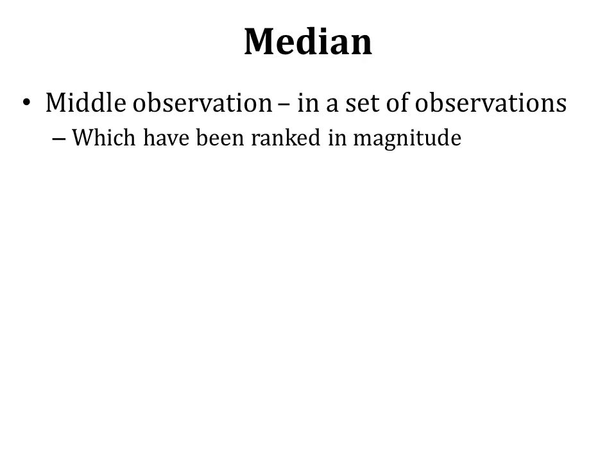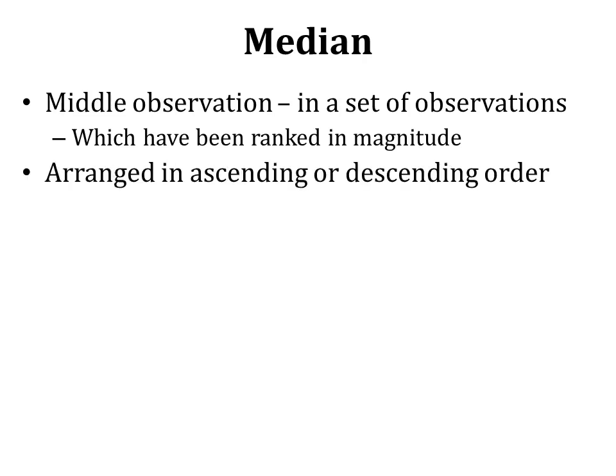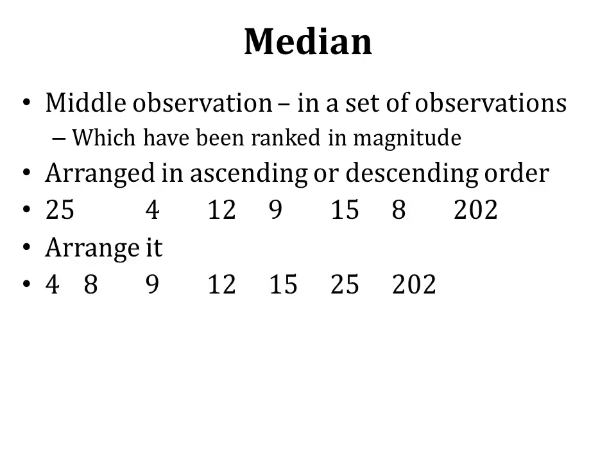Then the next measure of central tendency is the median. Median is the middle observation in a set of observations which have been ranked in magnitude, arranged in ascending or descending order. For example, this data: first we have to arrange this data in ascending or descending order. So we have it arranged.